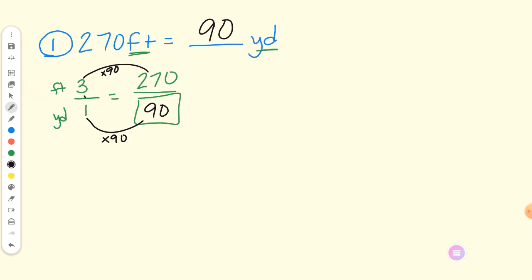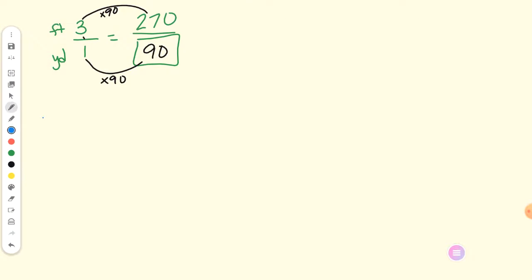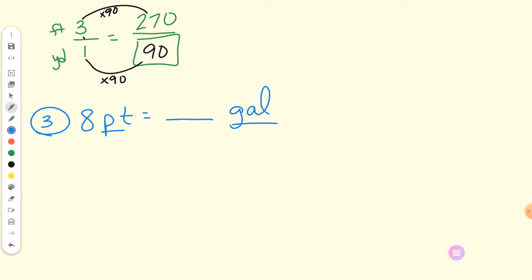Okay, number 3 from the worksheet says 8 pints equals blank gallons. What 2 numbers are important, or what 2 labels am I focusing on? Leo? Pints and gallons. Is there a conversion on your paper, Hallie? 4 pints, and it should be on your conversion sheet, right? Or it might say 1 gallon equals 4 pints.